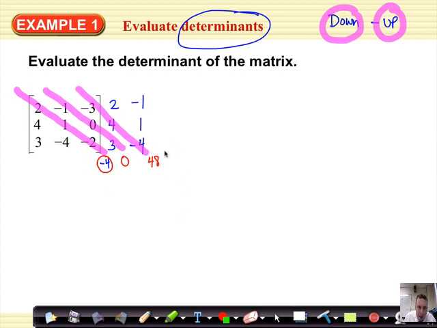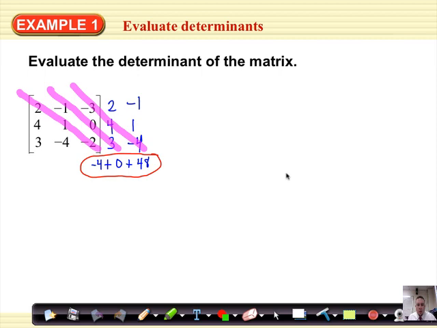So here are all my downward. What do I do with all these numbers? We add them up. They make all of our downward. Let's put all of our downward in one spot. We have downward minus upward is our determinant. So all of our downward, let's put it here: -4 plus 0 plus 48, minus our upward, which we'll put right here.